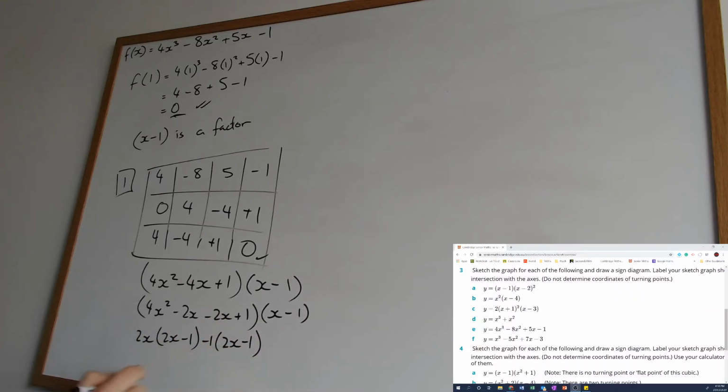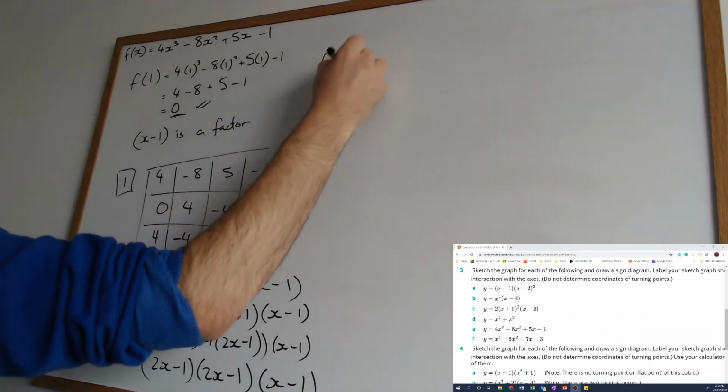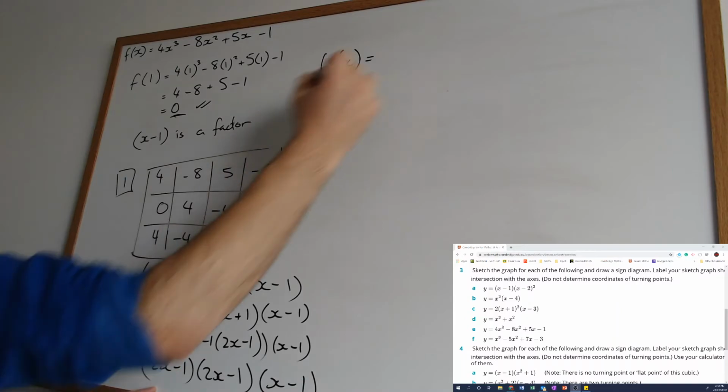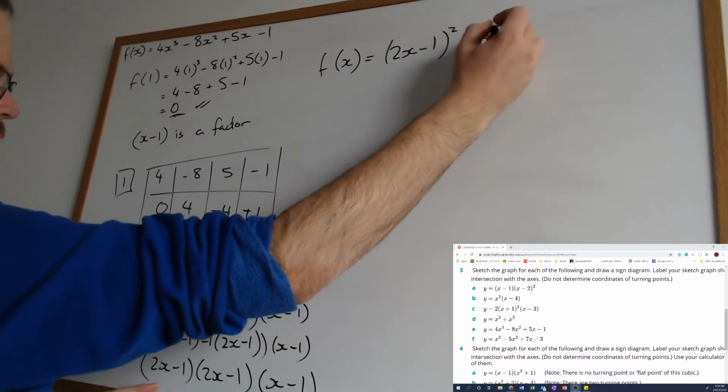So I can see the two brackets are the same, 2x minus 1. So that means this whole original thing here can be written as 2x minus 1 times 2x minus 1, times x minus 1, and you go, oh, hang on, these are the same. So our original function is, in factorised form, 2x minus 1 all squared, times x minus 1.